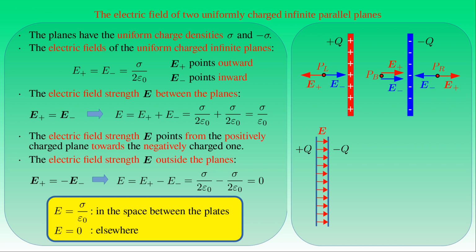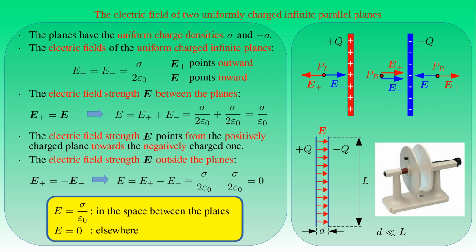This result also holds for charged finite plates with the same size, provided the distance d between them is much smaller than their linear extension L. Here we can see a capacitor consisting of two metal discs with a given radius and an apparatus used to modify the distance between the two plates, so that one can study the homogeneity of the field between the plates for different distances.